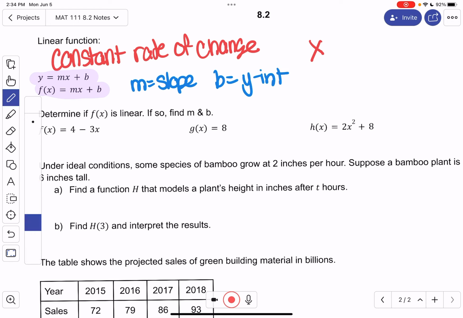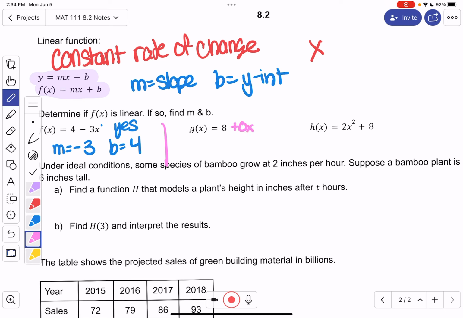For example, this first one, if we look at x, there's no exponent, so it is linear. The slope is with the x, so it would be -3. The y-intercept is the other number, so it'd be 4. Okay, let's look at the next one. Here, there's only a number, but it would be like saying 0x. If we were to graph this, it would be a straight line, so it is linear. Our slope is just 0, and then our y-intercept would be 8.